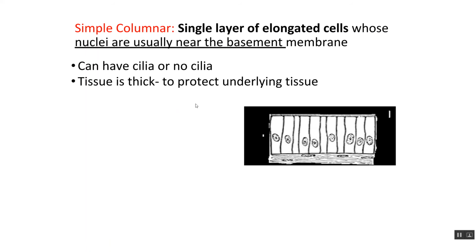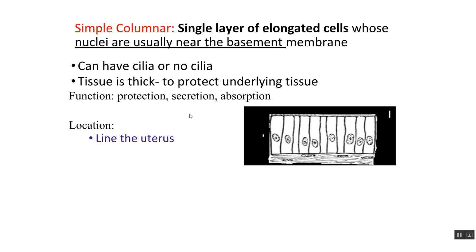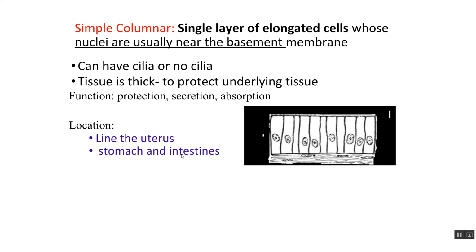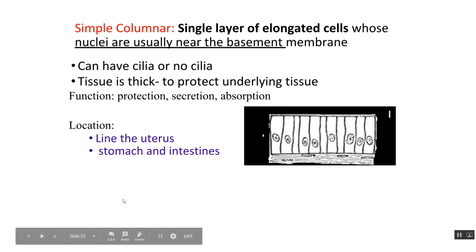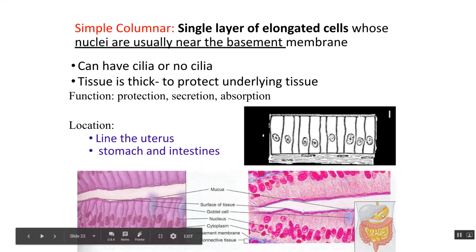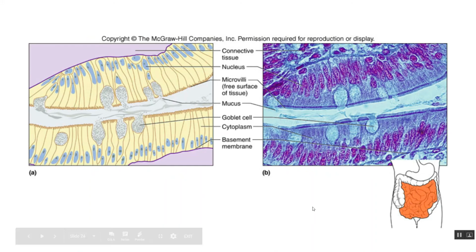So why do we need this? It's for protection, secretion, and absorption. Where is it located? It lines the uterus, stomach, and intestines. These places are all going to be in high use. A lot of pressure is put on them, a lot of work goes through them, so this does have to be strong. Again, here is a smaller picture, and we're looking at the stomach and the intestines, but we're going to go to the larger version here.